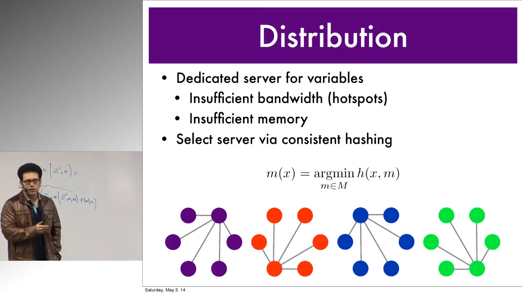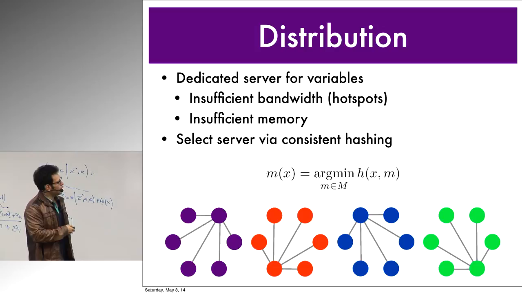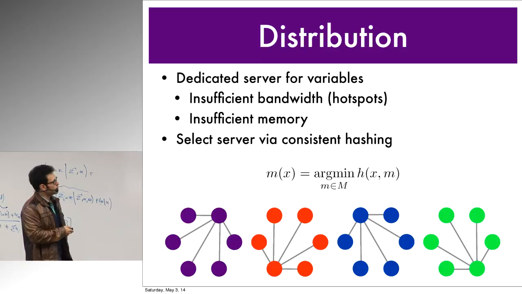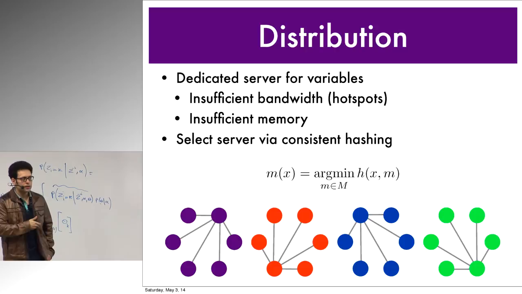So the intuition about this distribution is that I want to make sure that I have a bunch of servers and I distribute the global state across the servers. Otherwise, you'll have a bottleneck and synchronization will be very slow. And to know for each client what is the server assigned to a given key, you apply this hash function to all X and M and take the minimum, and this will be the server assigned to key X. And this decision is consistent, meaning that it's reproducible, which means that each machine can arrive at the same decision independently.